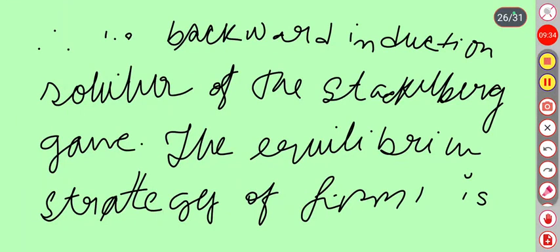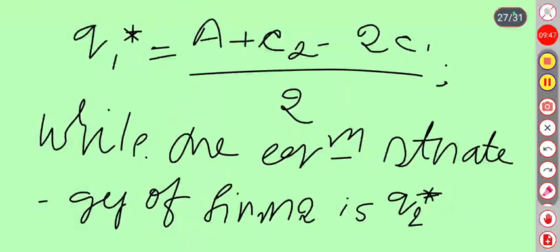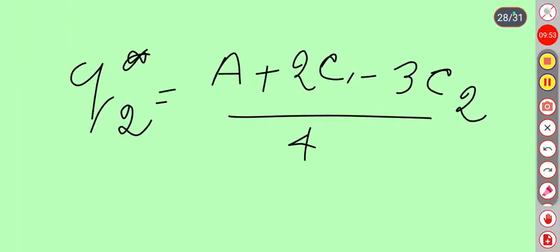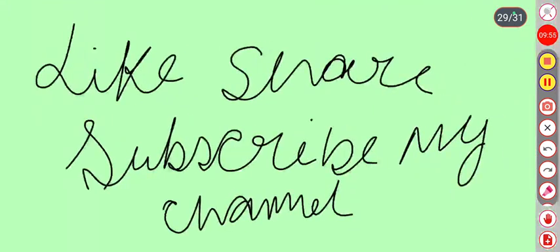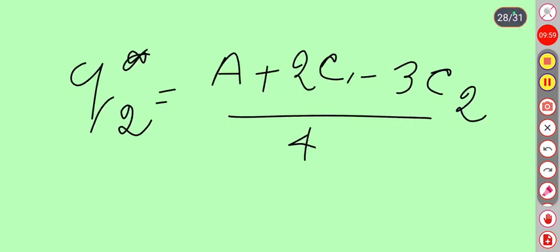So now I conclude this solution: in the backward induction solution of the Stackelberg game, the equilibrium strategy of firm 1 is Q1 star, while the equilibrium strategy of firm 2 is Q2 star. Q2's value is this. So ultimately we get how much firm 1 produces and how much firm 2 produces.